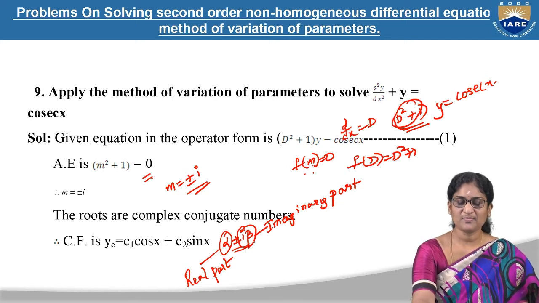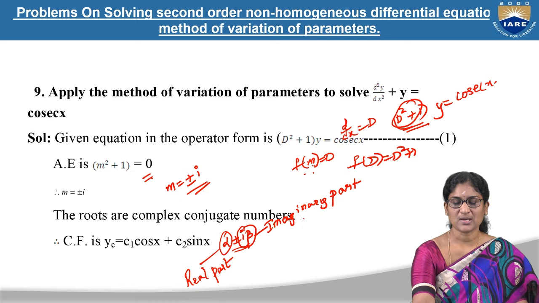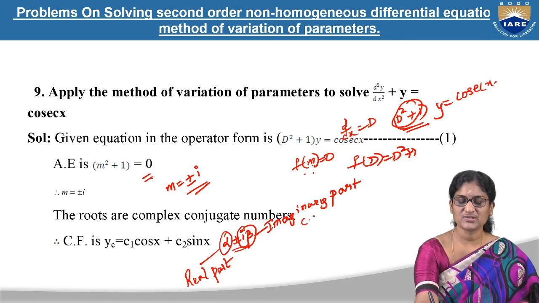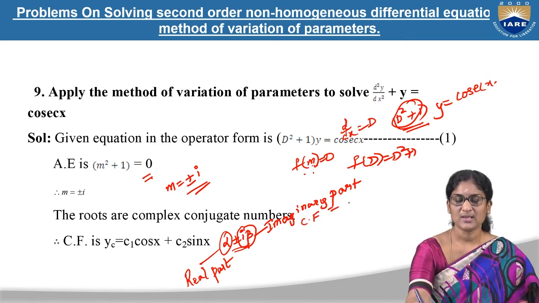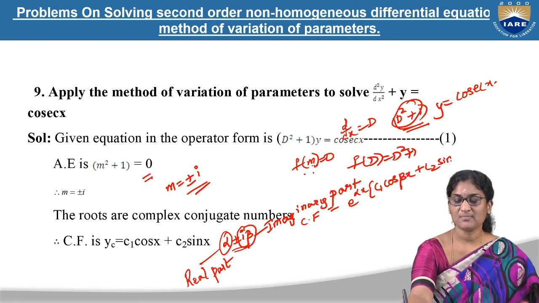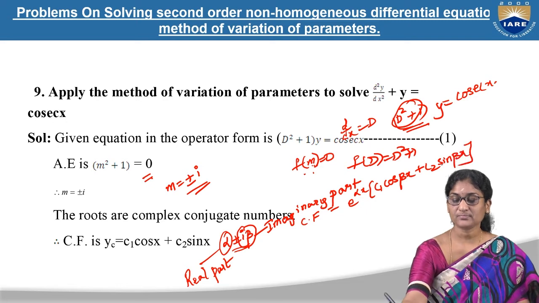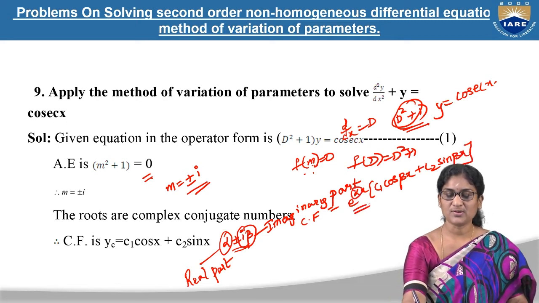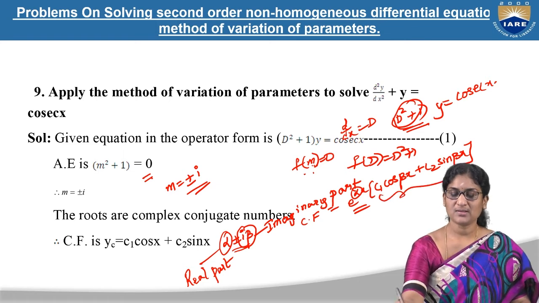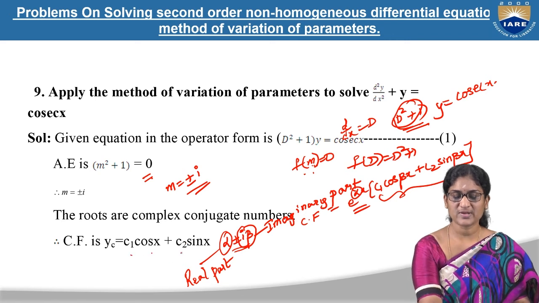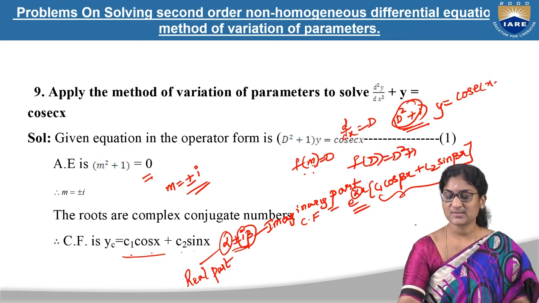For roots of the type alpha plus or minus i beta, the complementary function is given by e to the power of alpha x (c1 cos beta x plus c2 sin beta x). Here alpha is equal to 0, so the complementary function will be in terms of beta only, that is c1 cos x plus c2 sin x. So here yc is c1 cos x plus c2 sin x.